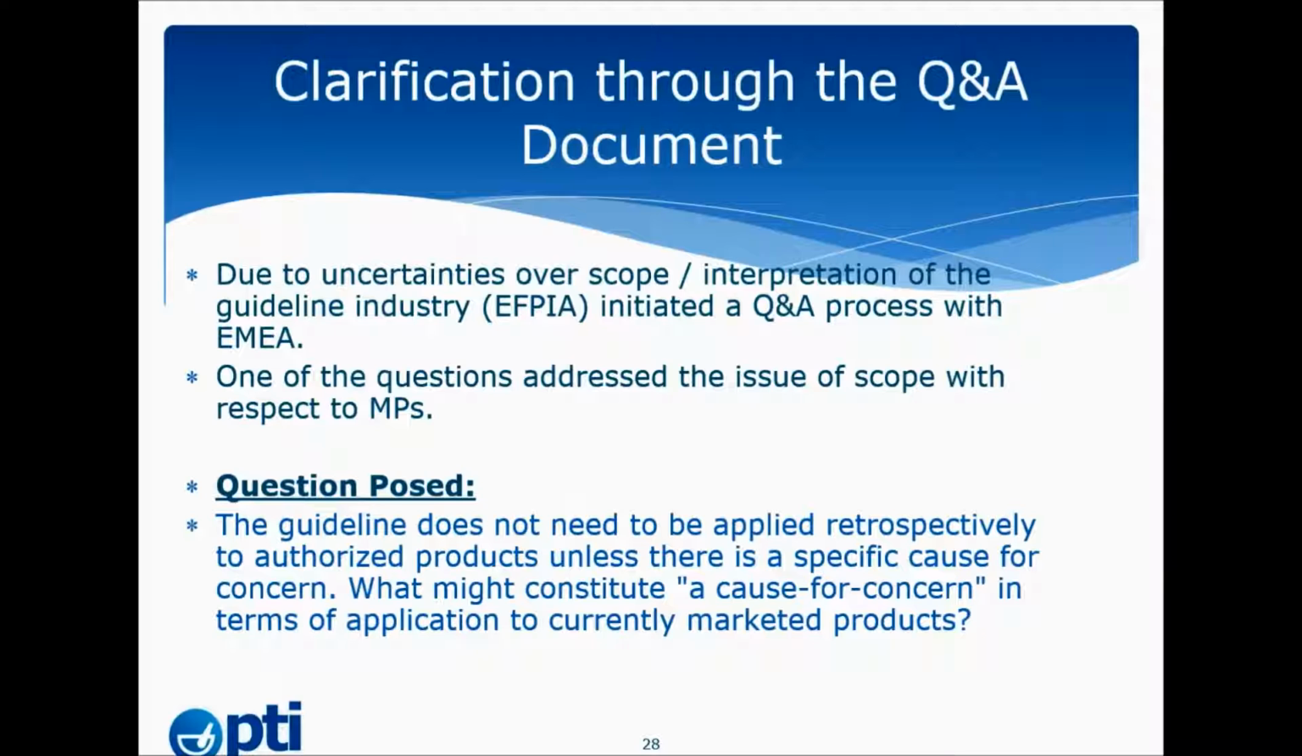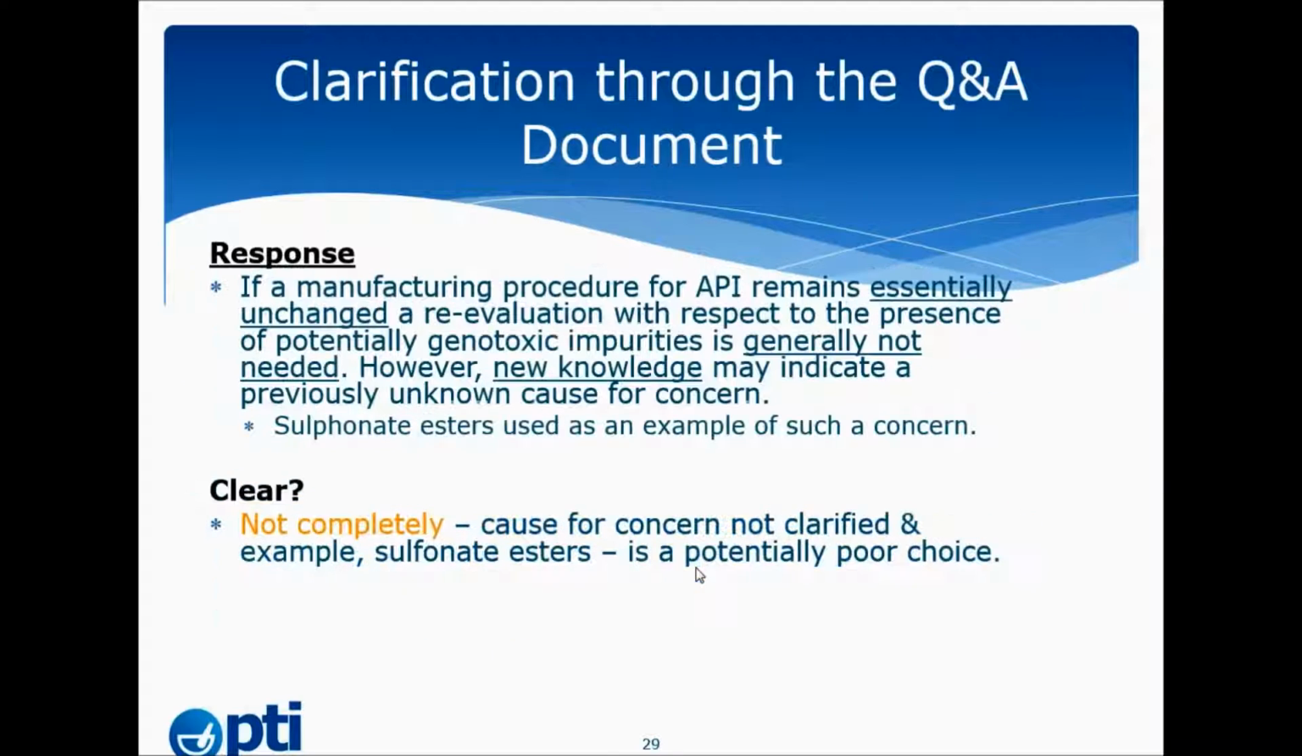And this particular question that's highlighted here was posed. The guideline does not need to be applied retrospectively to authorized products unless there is a specific cause for concern. What might constitute a cause for concern in terms of application to currently authorized products? So basic question, what do you mean by cause for concern? And this was the response. And if you ever wanted an example of vague English, then this is the go-to example.